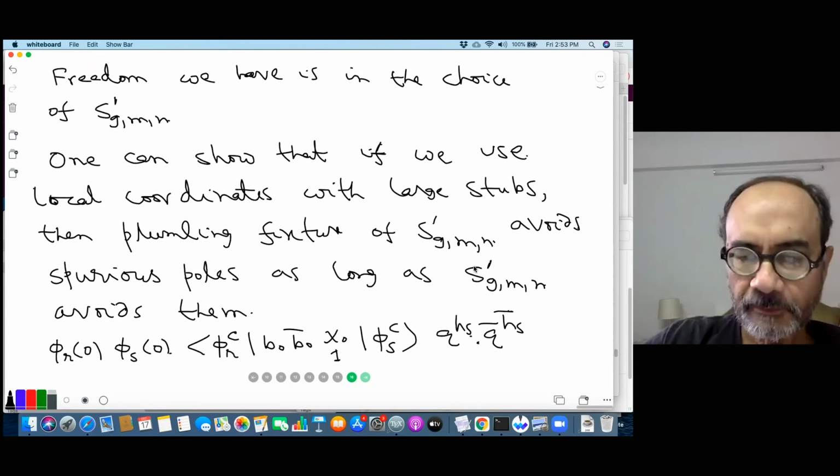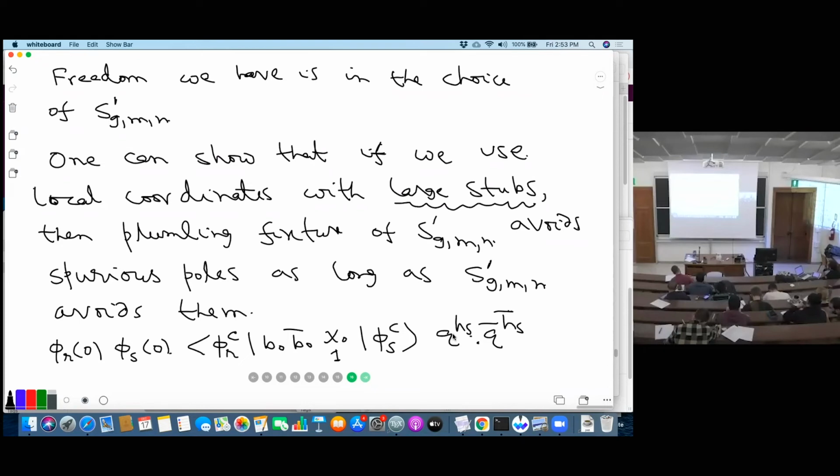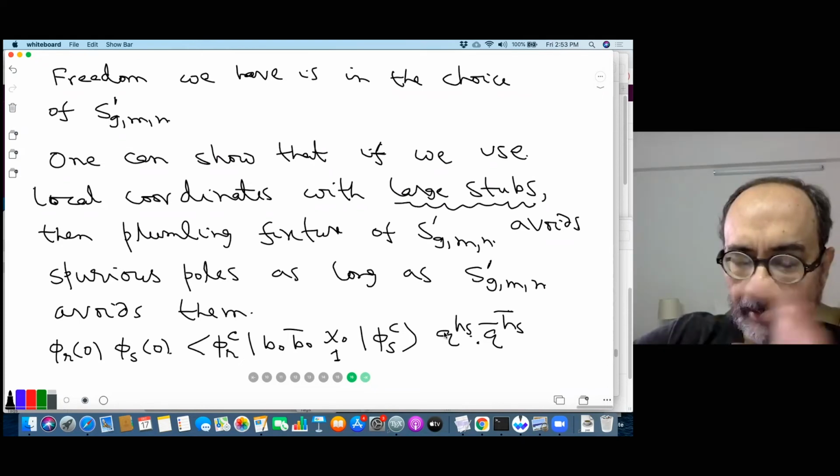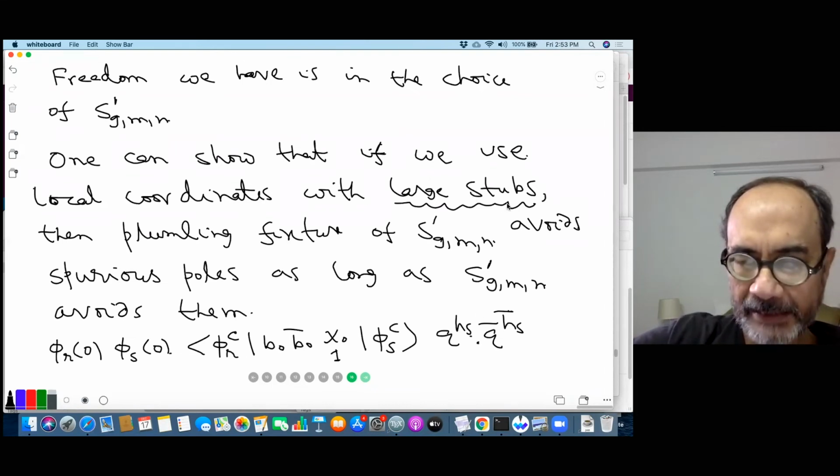But you also need these large stubs. Yes. So effectively, even though you are taking the q in the range from 0 to 1, the effective q you want to make small so that this is convergent, and that requires these large stubs.